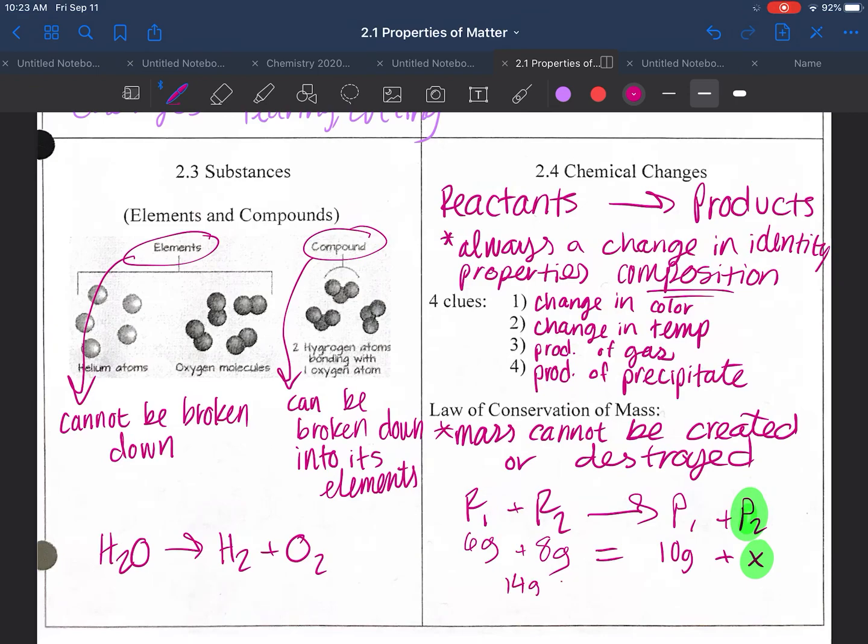So if we solve for X here, you guys should get 14 on this side equals 10 grams plus X. Therefore, X is equal to 4 grams. Because all I did was subtract 10 from both sides. That's how I got 10 grams.